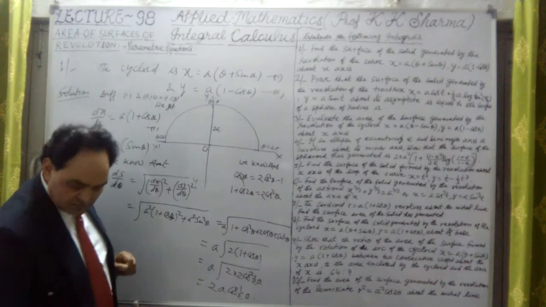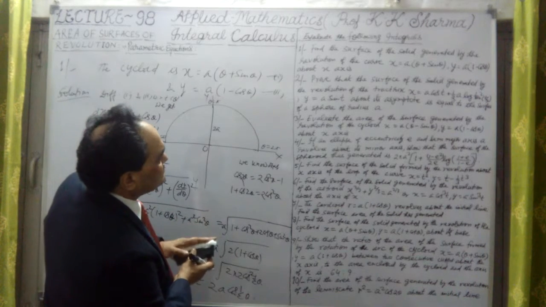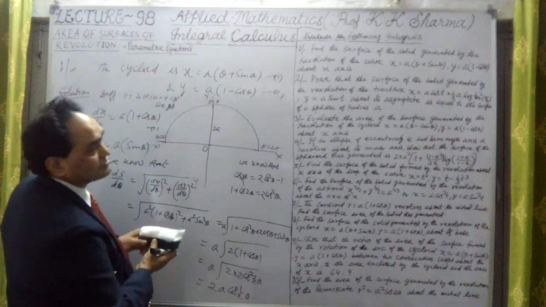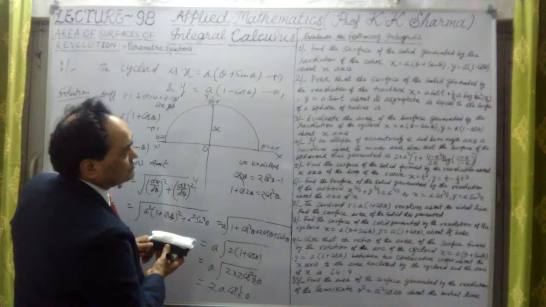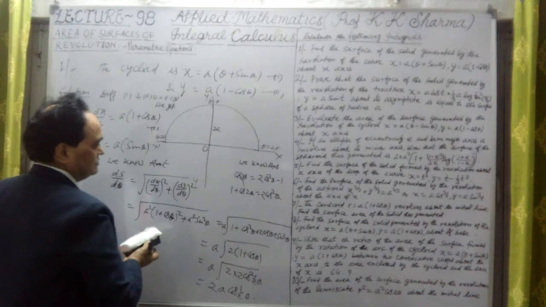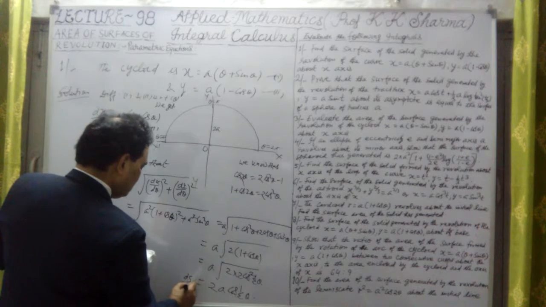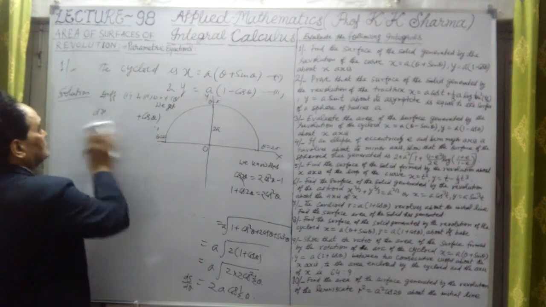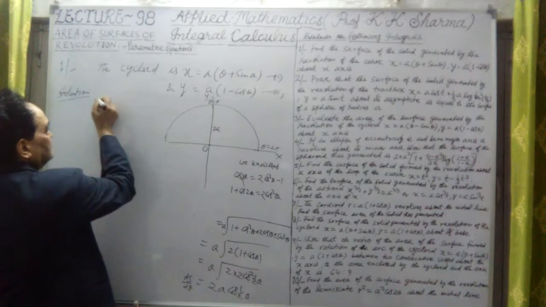Now let us find the area of the surface. We will find the surface of the solid generated by the revolution, surface meaning the area of the surface, of the revolution of the curve x equals this, y equals this. All right, let me find out the area. ds upon d theta we have calculated, so let me write here: therefore, the area of the surface generated.